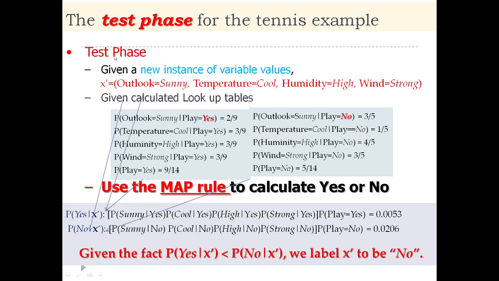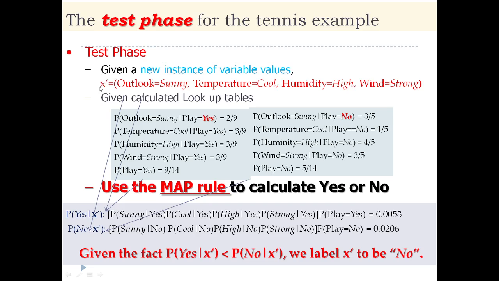So next, in the test phase for the tennis example, we'll take one new instance of variable values, meaning new test data. That is x dash. Here we are taking outlook value as sunny, temperature is cool, humidity is high, wind is strong. We are taking all these attribute values and we want to classify this new instance either to class yes or class no. We have to classify this.